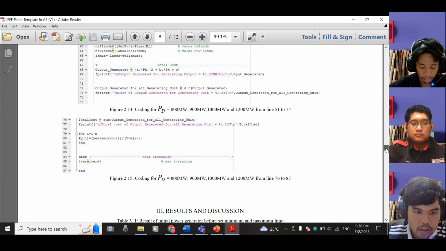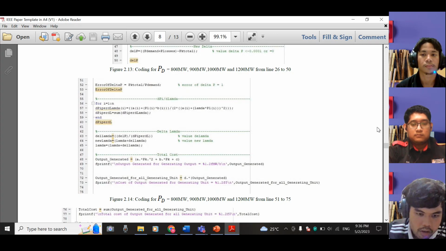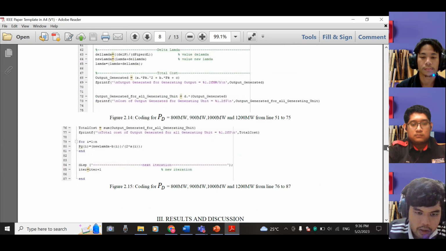So this is the coding for the dp divide with the lambda and delta lambda. So the last line, line 97, is the formula to find the output generator and also the cost. Actually, the cost, as I said just now, all the results have been shown at the command window, and it will be told by my friend later.